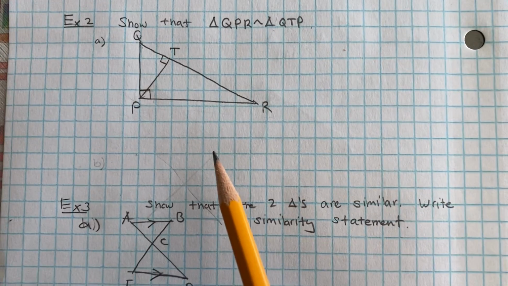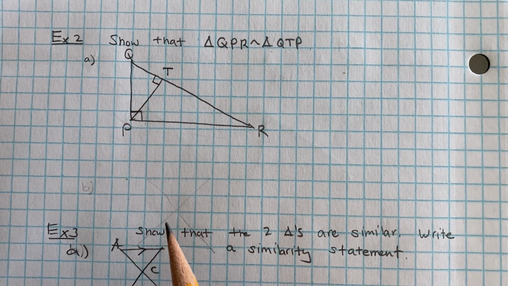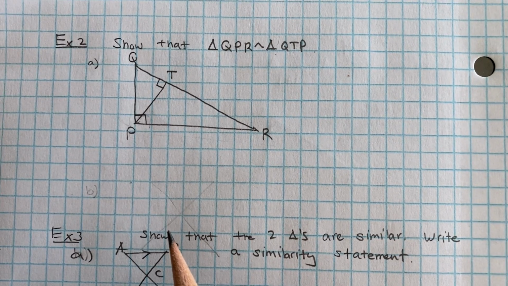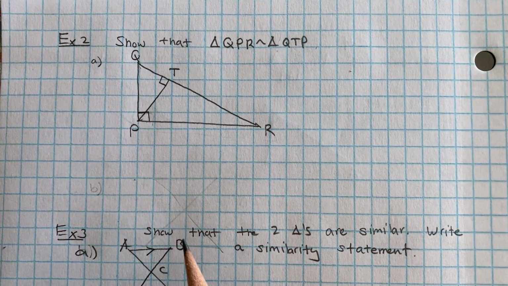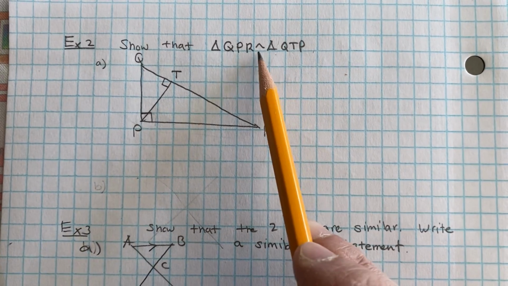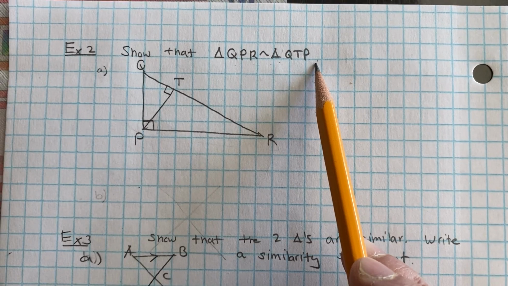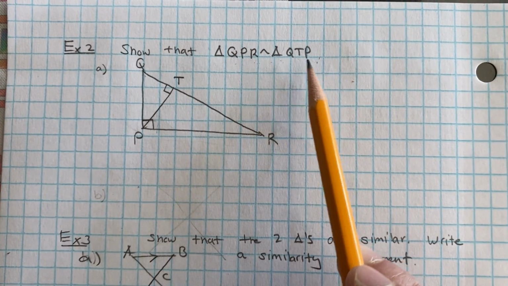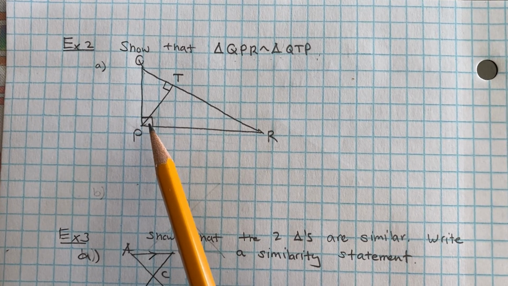Well, we learned our new theorem today, angle, angle, right? So as long as we show that two angles are congruent, we can say the two triangles are similar by angle, angle, right? And so what I would do is, because they give us the similarity statement, QPR is similar to QTP, I would try to line it up because these lines right here are kind of hard to visualize.